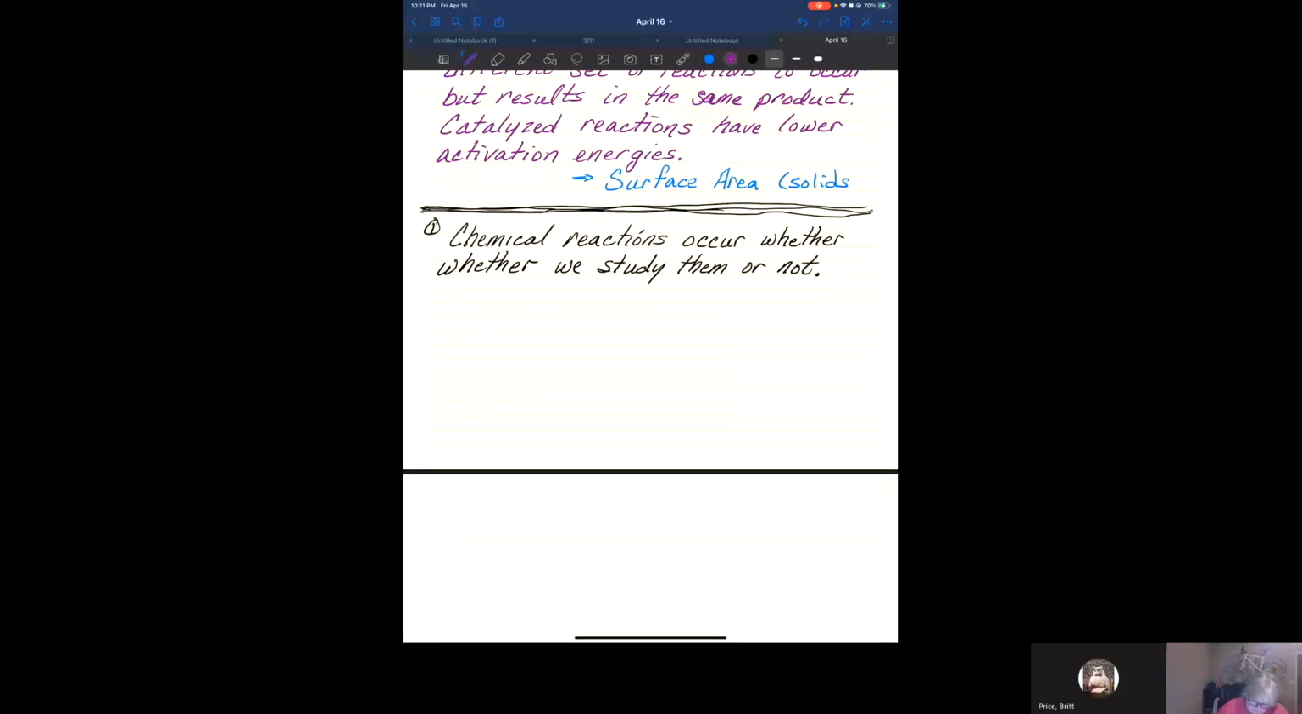The second piece is that we use chemical equations. So we write down these chemical equations to represent the change happening.